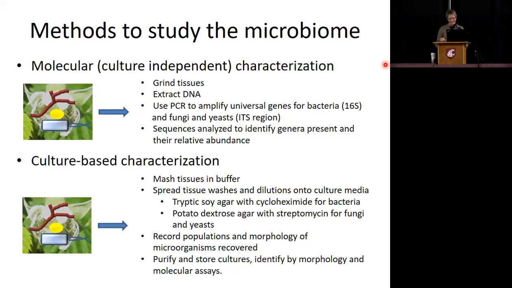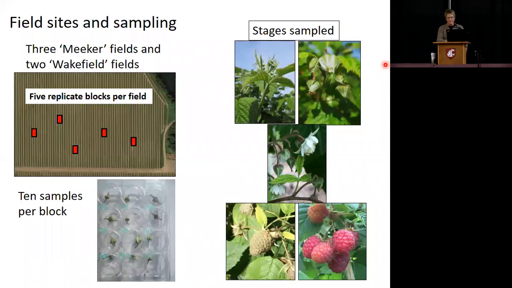So this is what we set up this spring. We worked in the Linden area in red raspberry fields. We established sites in 3 Meeker fields and 2 Wakefield fields. Then we set up 5 replicate blocks per field, randomly scattered throughout the field, and they were between 2 posts, so they're like 10-foot long rows. And then we went ahead and periodically sampled them. We took 10 tissue samples per block. To transport them back to the lab, we put them in sterile dishes like this, or with larger fruit, we put them in large plastic boxes.